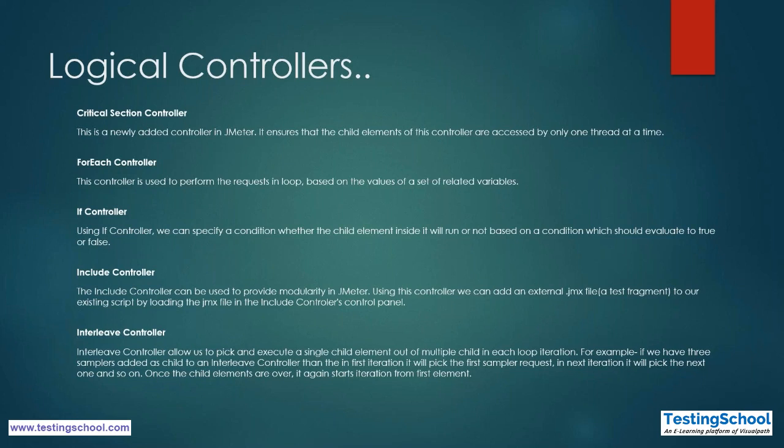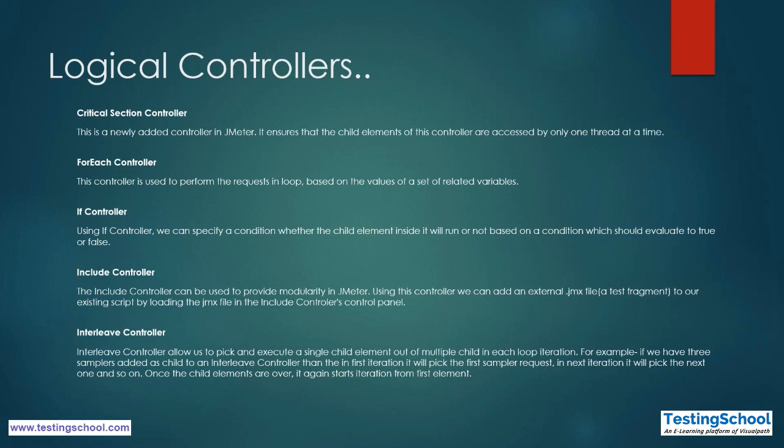Next is the for each controller. The for each controller is used to perform requests in a loop based on the value of a set of related variables. For example, suppose you have a requirement where a certain kind of request should be executed depending upon similar kinds of objects, then you might need to use the for each controller. We will discuss the for each controller more in the practical session to understand why it should be used and how it should be used.